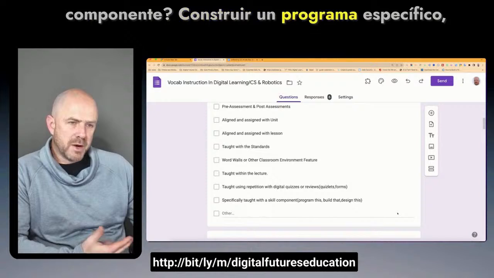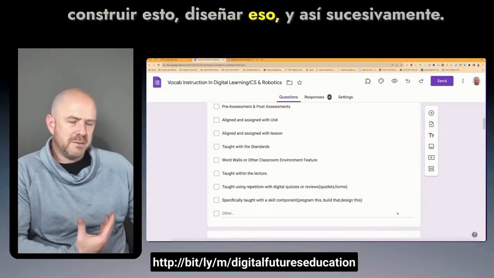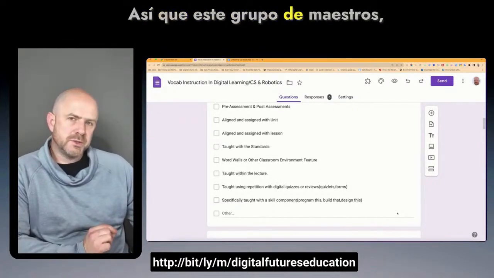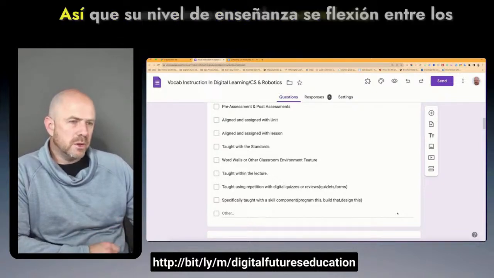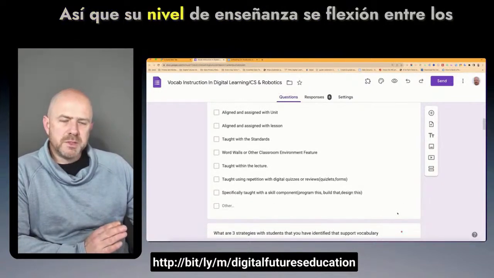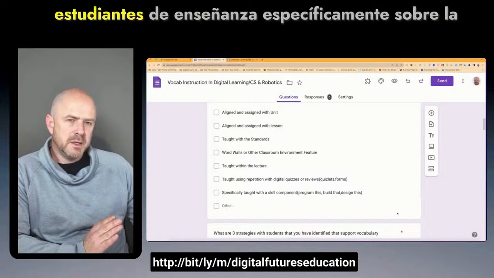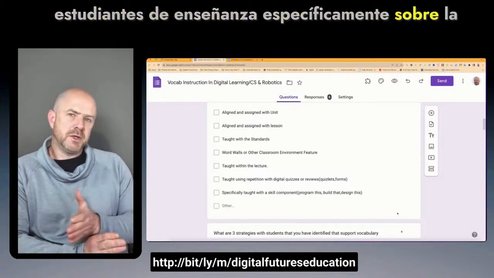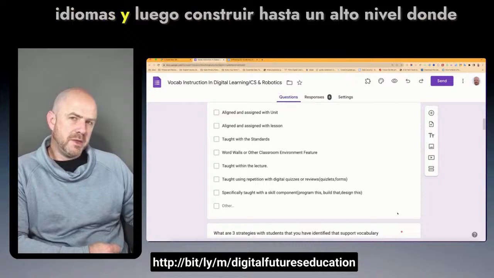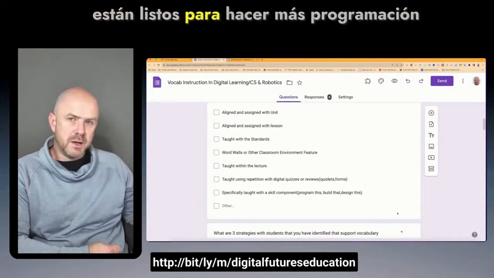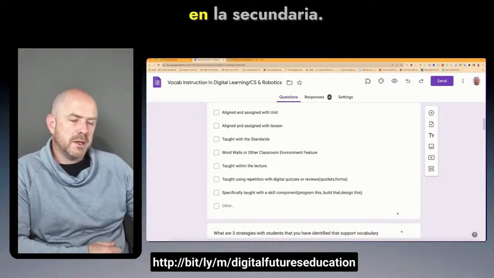Build a specific program, build this, design that, and so on. So this group of teachers, just to give the background information, were middle school teachers. Their level of teaching did flex between teaching students specifically around introducing computer science concepts and programming languages, and then building them up to even a high level where they're ready to do more programming in high school.